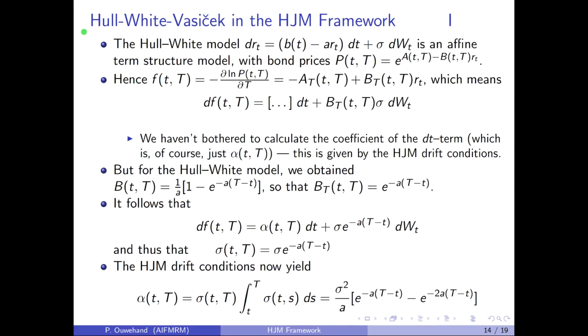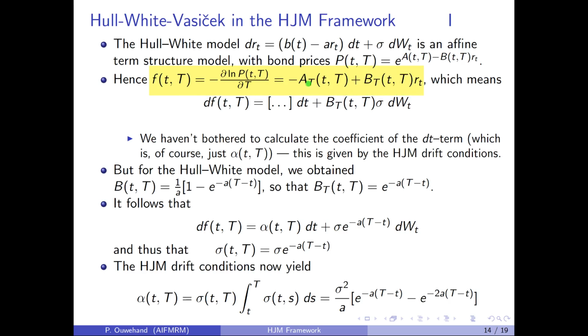Next, let's have a look at the Hull-White-Vasicek model in the HJM framework. Recall that this model has the following dynamics, where B here is a deterministic function and A and sigma are constant. As such, it is an affine term structure model, i.e. bond prices are given as follows. And because the instantaneous forward rate is related to the zero coupon bond prices by this partial derivative, we obtain that the instantaneous forward rate is given as follows.